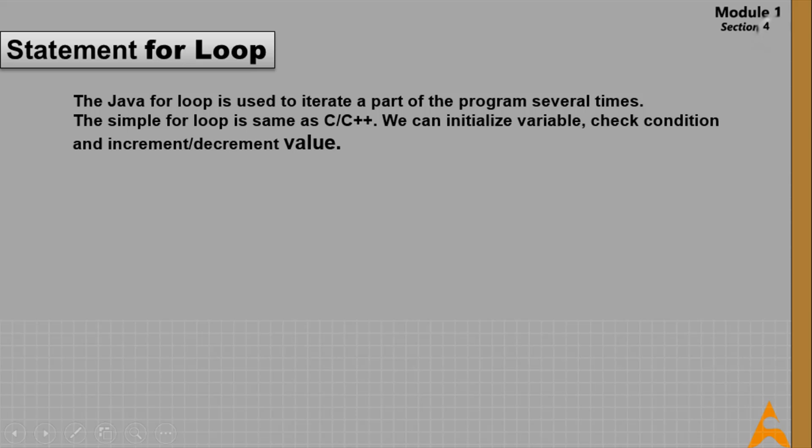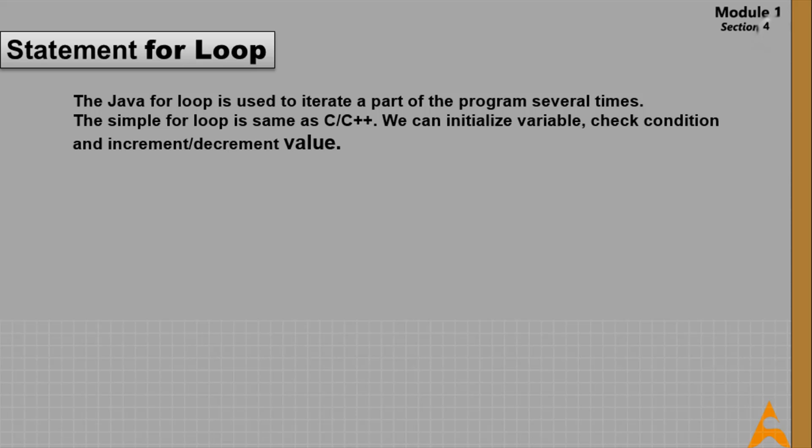Now we would learn about the loops in Java. Loops are used to iterate certain piece of code again and again. We have 3 types of loop in Java: for loop, while loop, and do while loop. Now we would learn about for loop in Java.